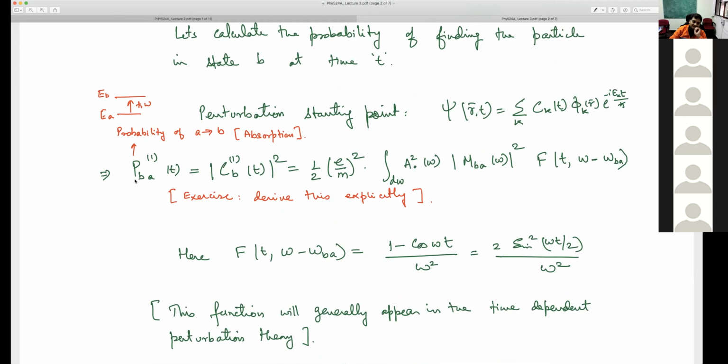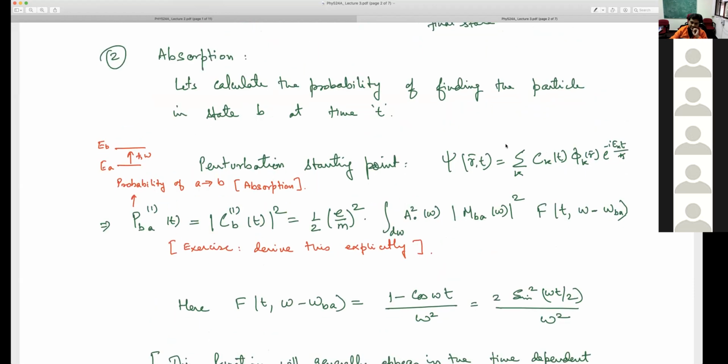And the probability of this process is denoted by this quantity P_BA. So the initial state is always written at the end, basically. So BA implies A going to B. This is a standard notation in a lot of places, actually. So the second index is always the starting point, and the first index is the ending point. So P^(1)_BA is equal to |C_B(t)|², what we derived in the last class, mod whole squared. And since we are in first order perturbation theory, we will call it superscript 1.